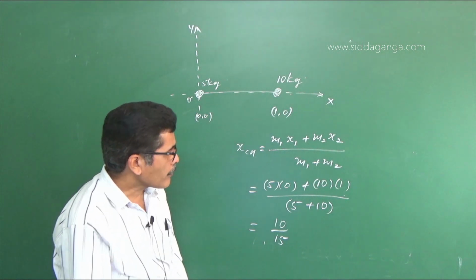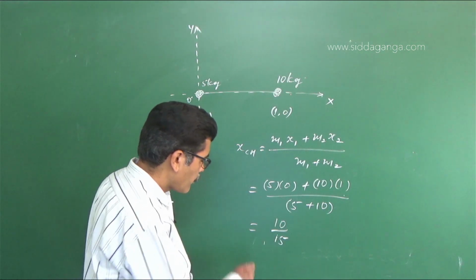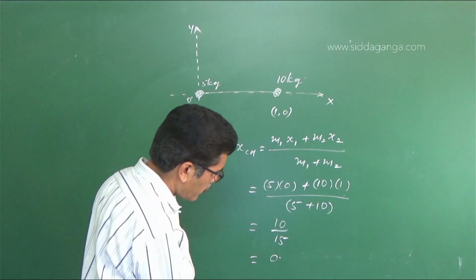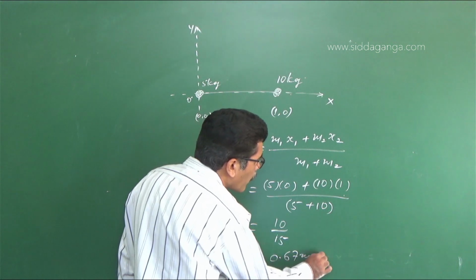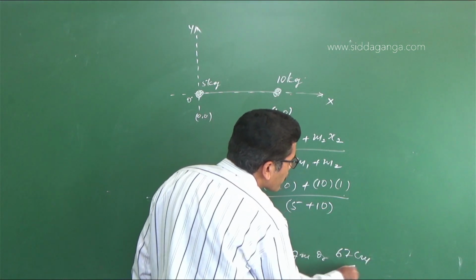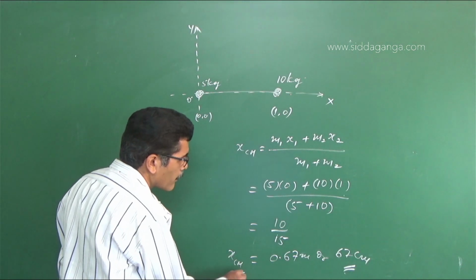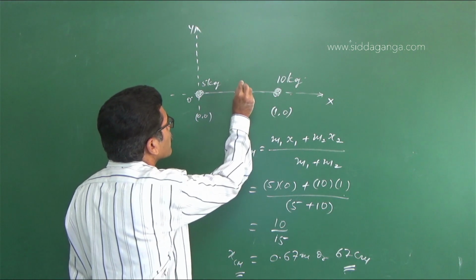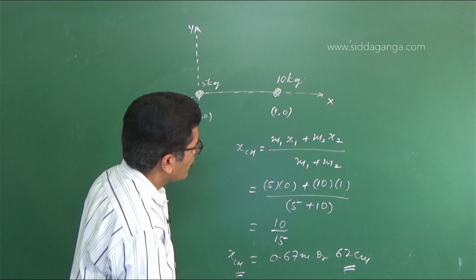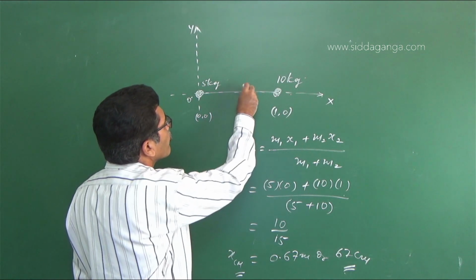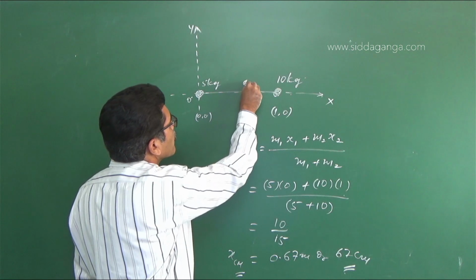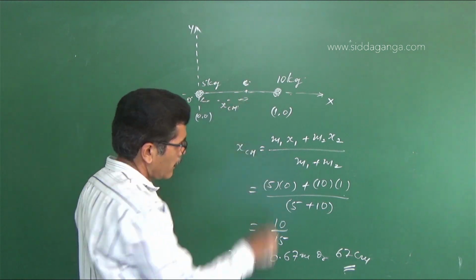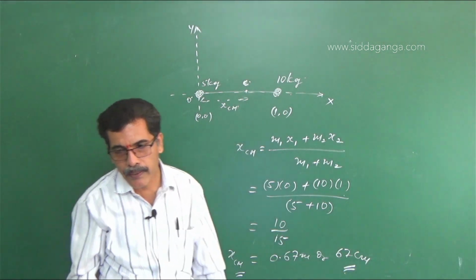Right? This comes out to be 0.67 meter or 67 centimeter. Okay. Say the center of mass lies somewhere here. You just take it as somewhere here. And from this the distance is xm and it is given by 67 centimeter.